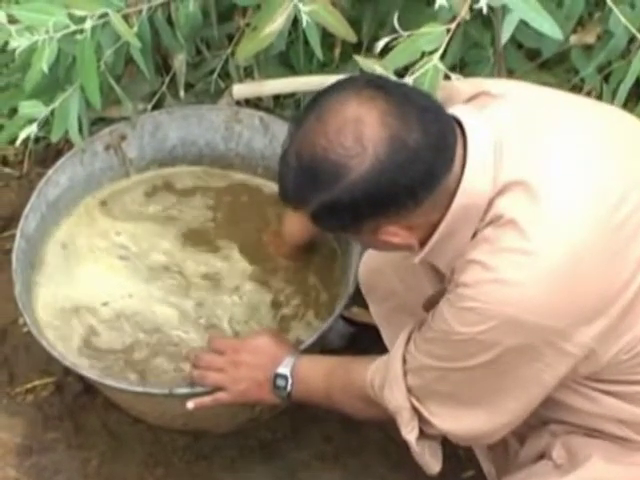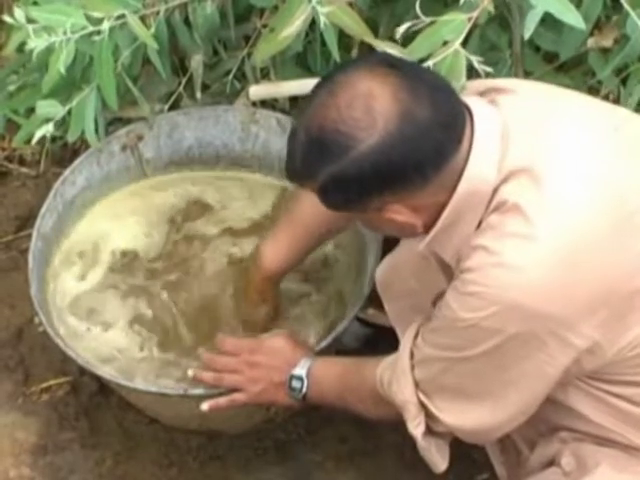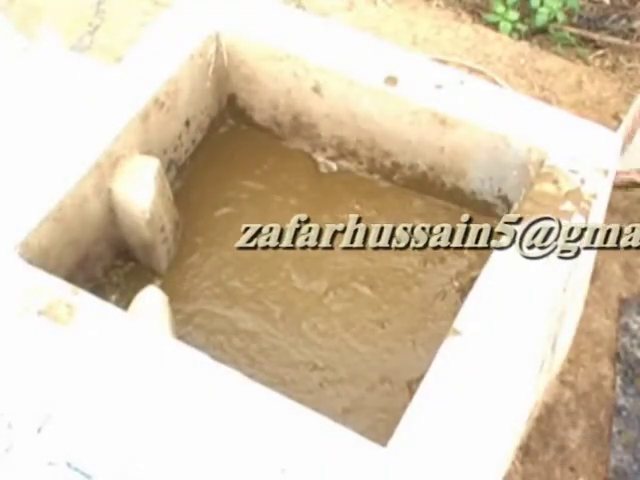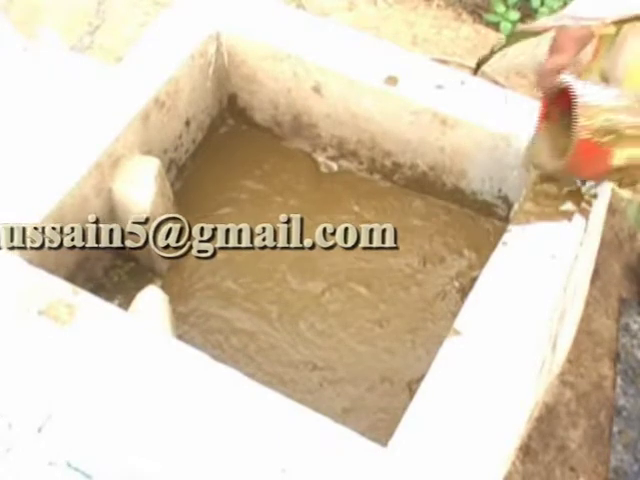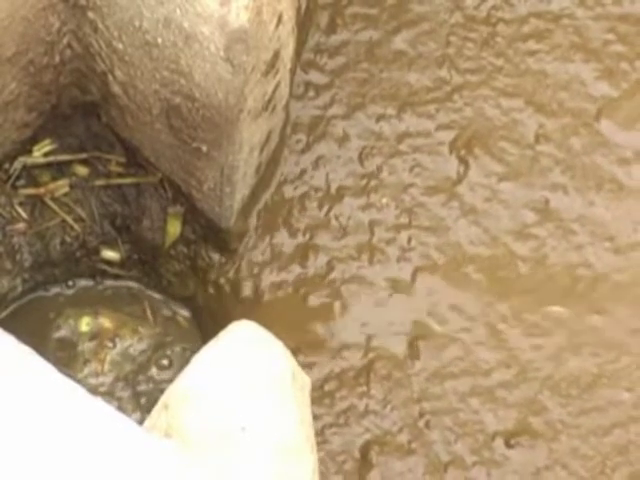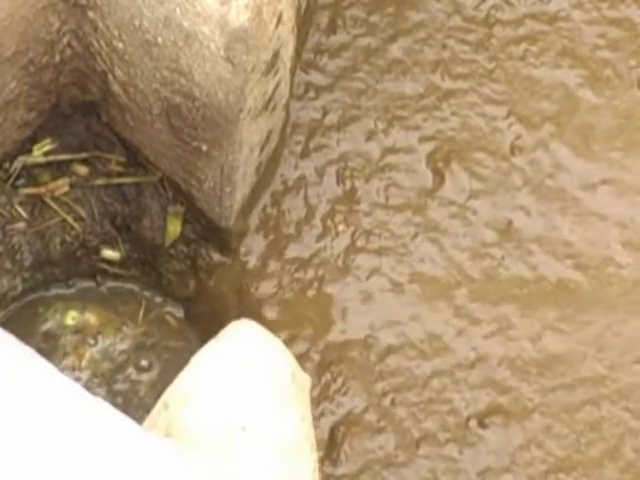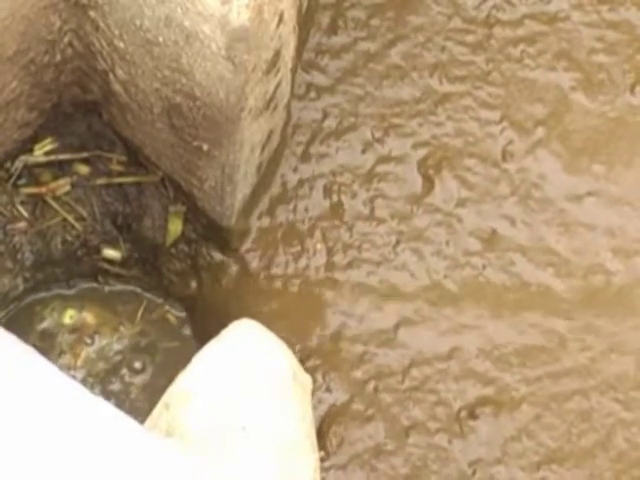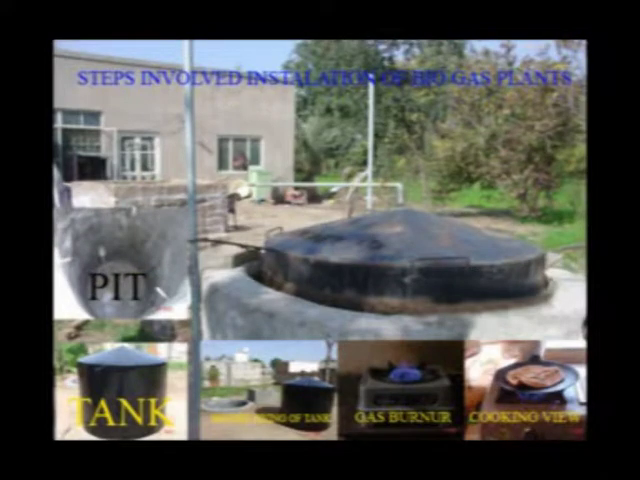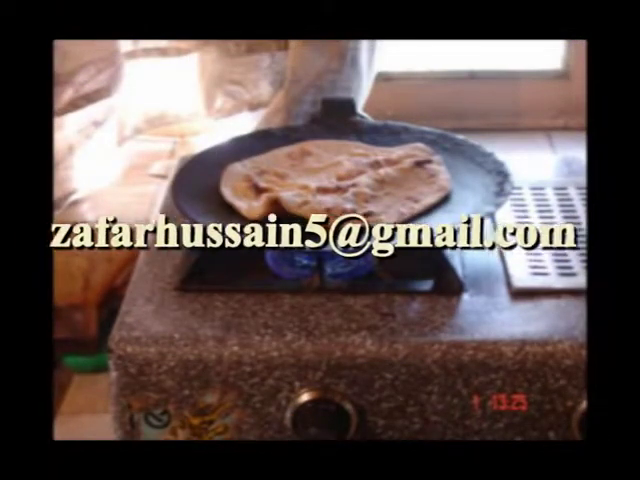14. Now add water and cow, buffalo dung in equal amounts for fermentation, and the gas will be ready in 20 to 25 days. 15. Biogas produced is then supplied to stoves through pipes.